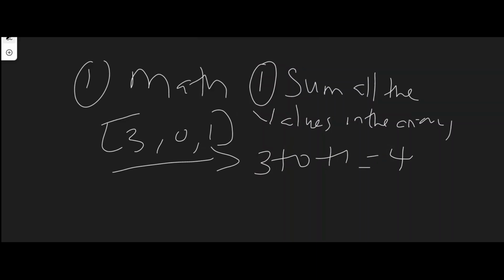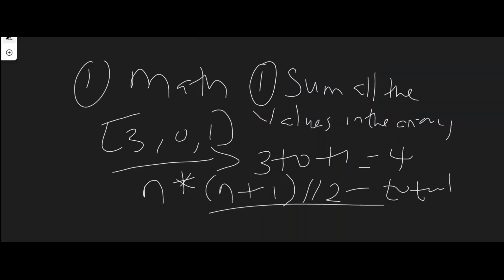Now there's a nice math trick whereby we get the length of the array. Let's assume the length of the array is n. We multiply it, then we increment it and get the floor value, then we deduct the total from it. This formula is going to give us the missing number in the array. So these are the 3 solutions that we'll be coding up now.